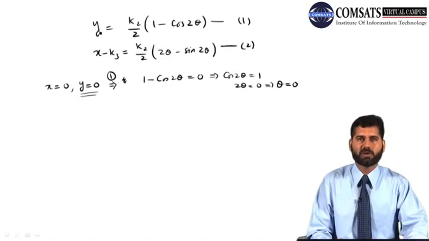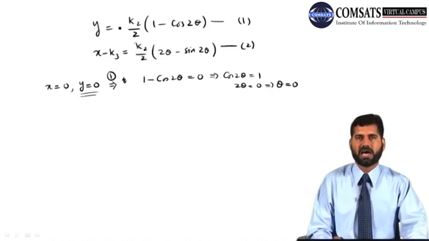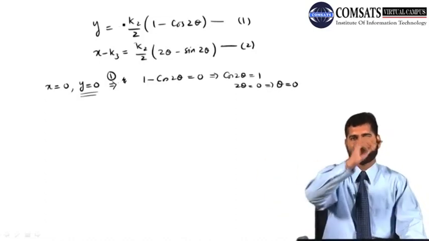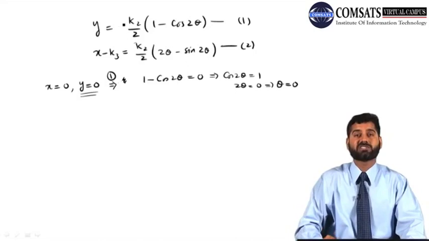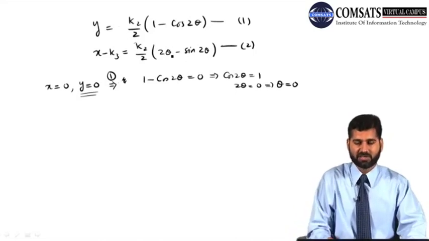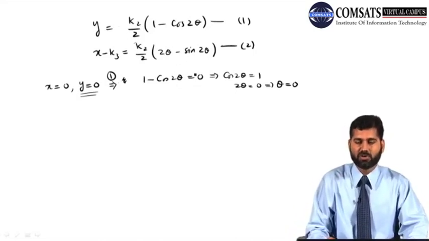Because in general y is not equal to 0. y is only 0 at x equal to 0. So I cannot take k2 to be equal to 0. If k2 is 0, then y will become 0 for all times, and we are not moving horizontally. We are going down, so y is not 0 for all the time.